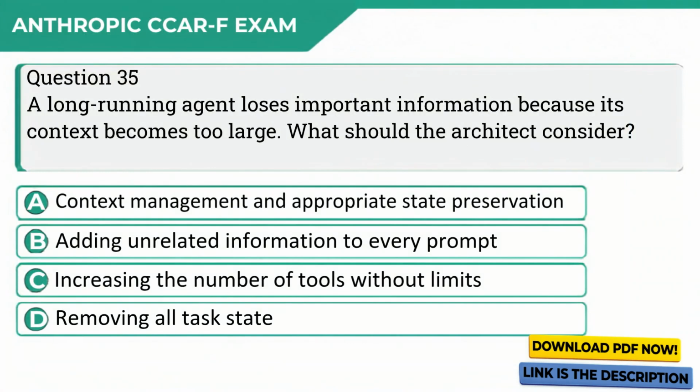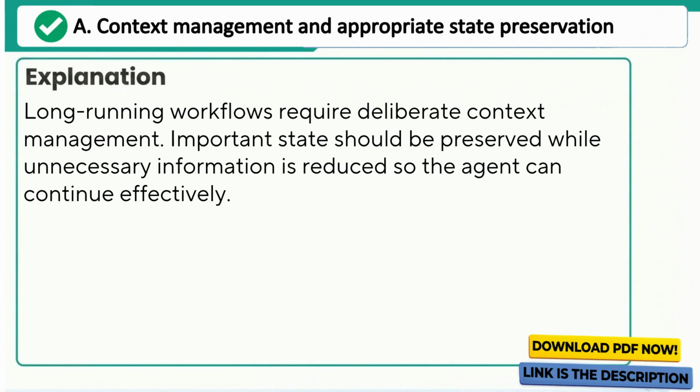Question 35. A long-running agent loses important information because its context becomes too large. What should the architect consider? A. Context management and appropriate state preservation. B. Adding unrelated information to every prompt. C. Increasing the number of tools without limits. D. Removing all task state. Correct answer: A. Context management and appropriate state preservation. Explanation: Long-running workflows require deliberate context management. Important state should be preserved while unnecessary information is reduced so the agent can continue effectively.